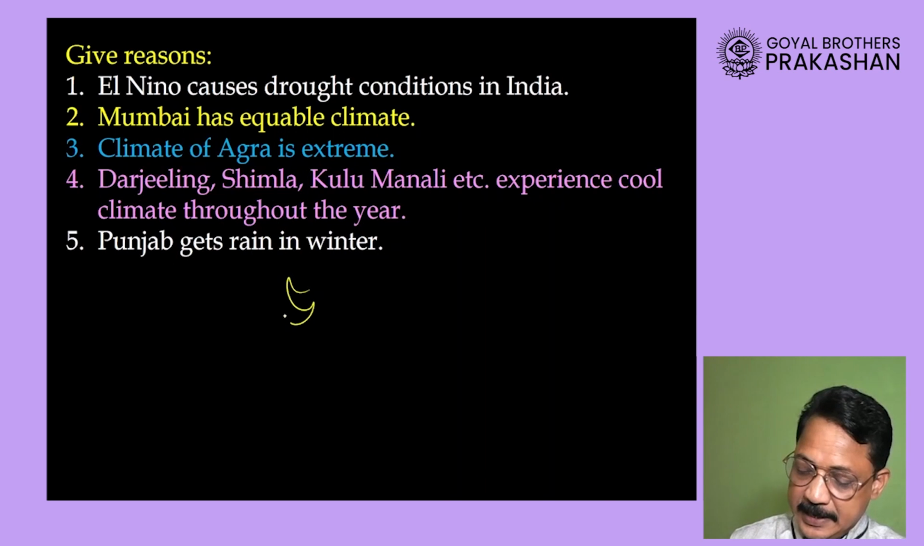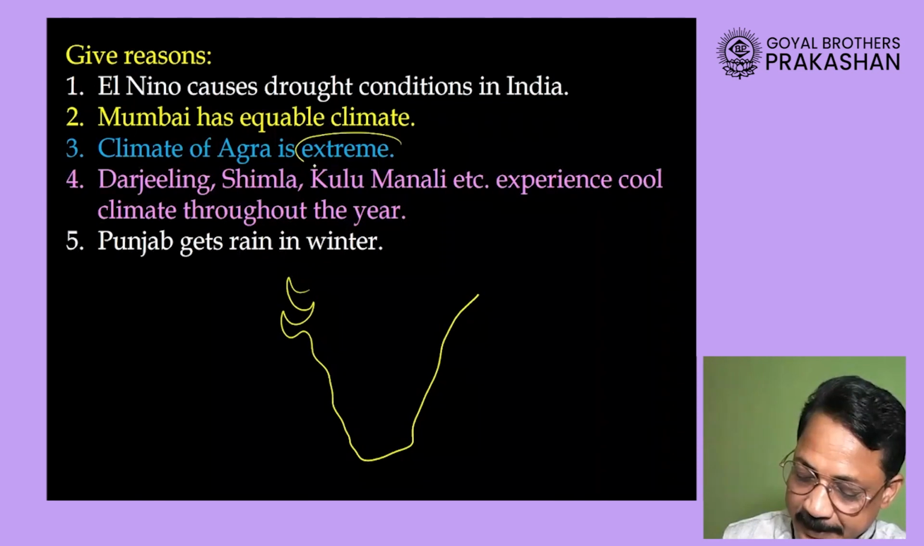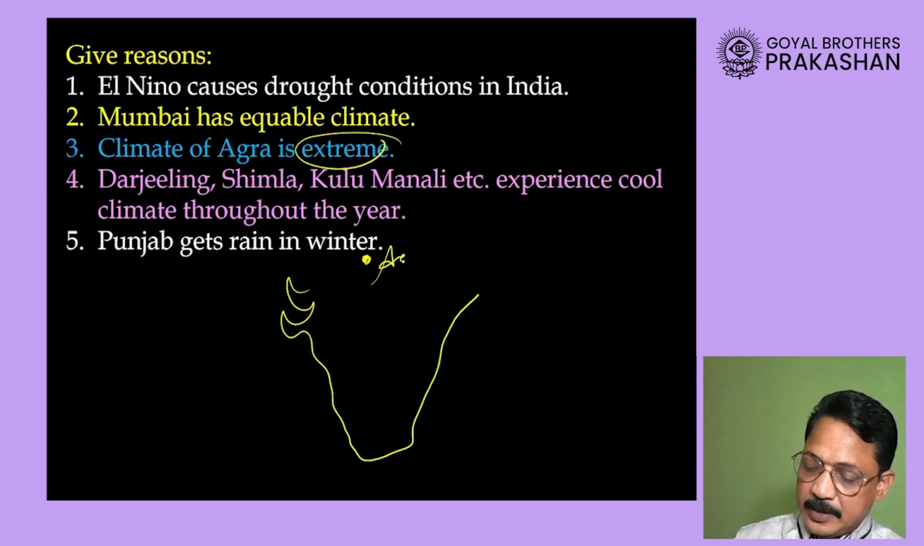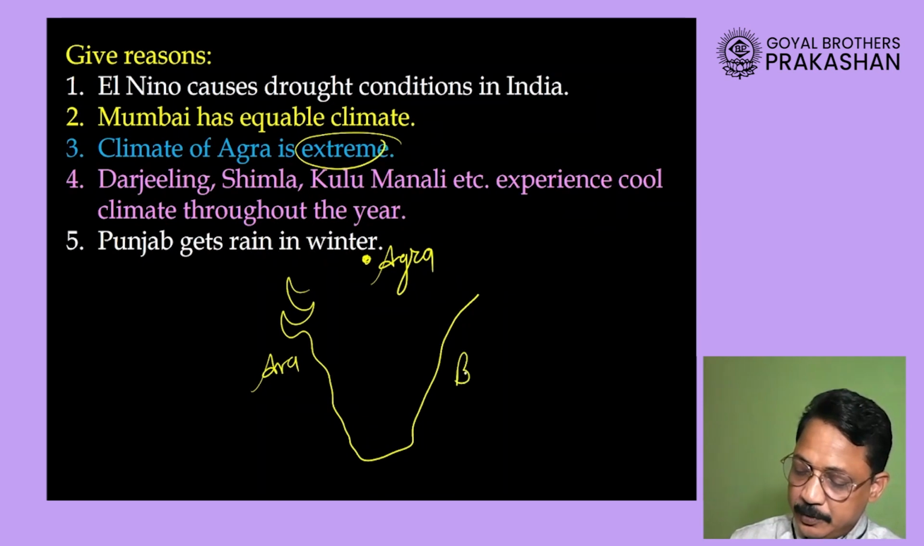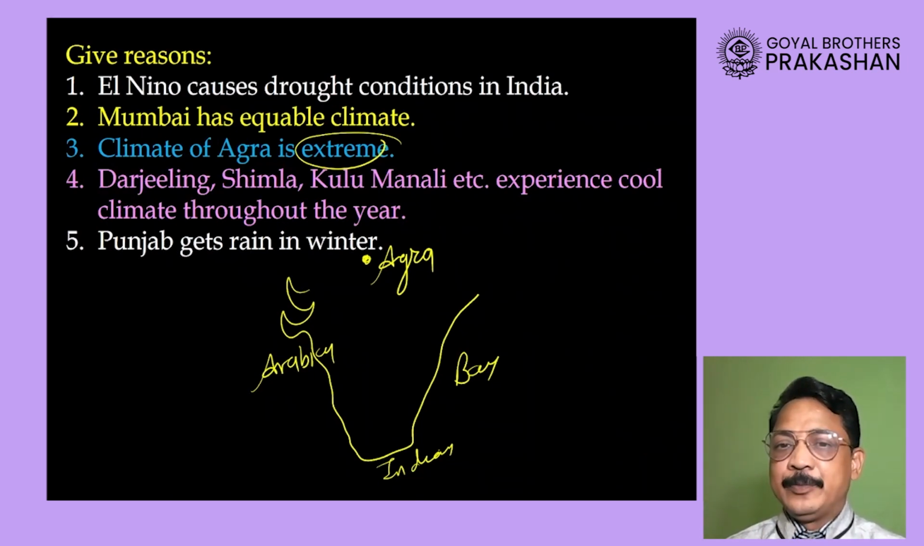Now if the question is asked, why does Agra experience extreme climate? Now this is the location of Agra. As you can see, Agra is located very much away from the Arabian Sea, Bay of Bengal, and Indian Ocean. So now you know the answer. Agra is located away from the moderating effect of the sea. That is why it experiences extreme climate.